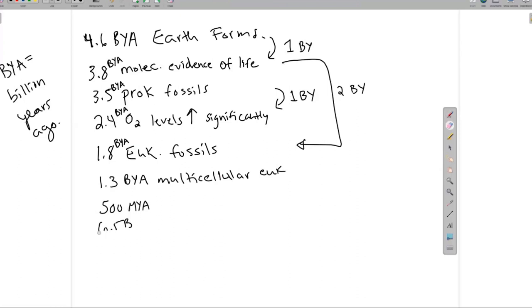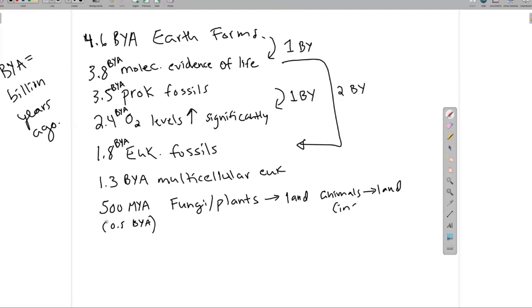Then we have 500 million years ago, which is the same as 0.5 billion. Movement to land. So we've got fungi probably first or along with plants. And then shortly thereafter, we have animals. Those would be the insects.